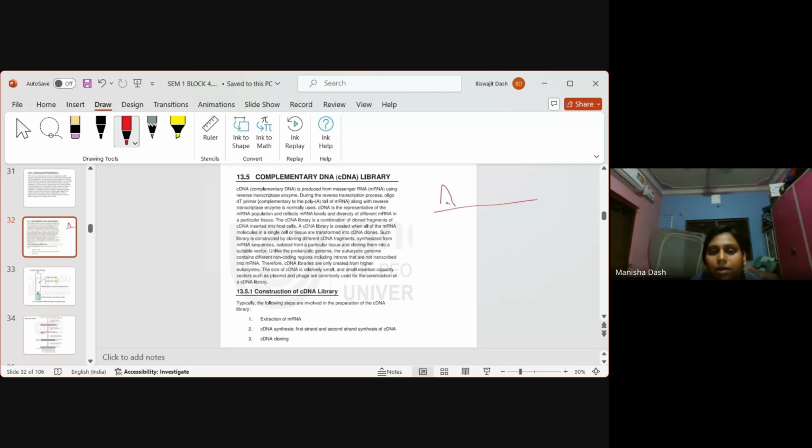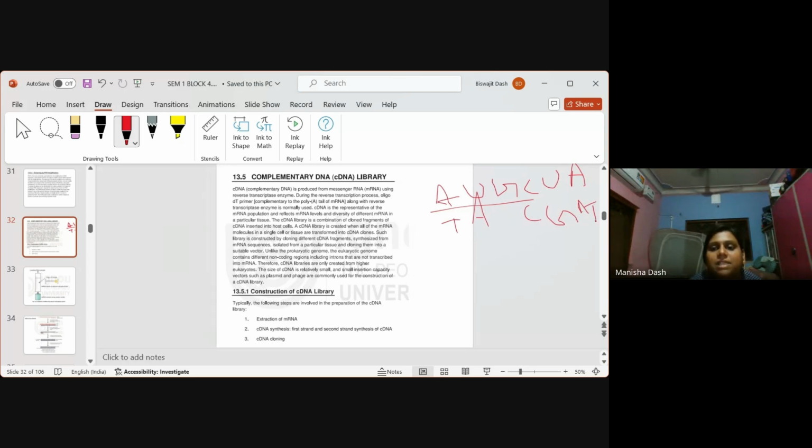For example, the mRNA is having a strand like this: A U G C U A. So what will be the complementary DNA to this? Now the DNA will have T A C G A T. Okay, now this is a template again. So the second strand of the cDNA will be synthesized like this.